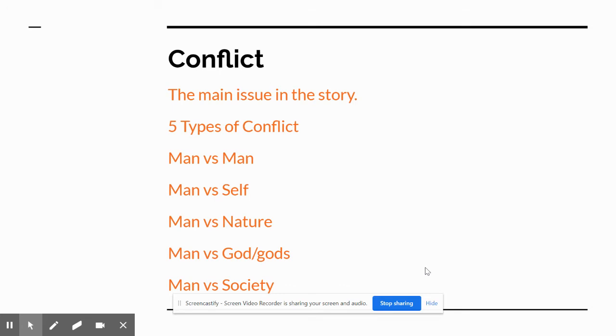Now, conflict. There are multiple types of conflict, and conflict is essentially the main issue in the story. There can be multiple types of conflict within a single story. Those 5 types of conflict are man versus man, man versus himself, man versus nature, man versus God or gods, and man versus society. Of course, all of these don't actually have to be a man. It could be a woman, could be a child, could be multiple people, could be aliens against each other. We just use the term man here to be general.